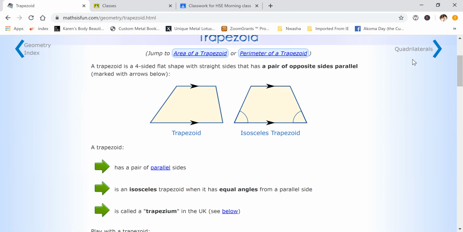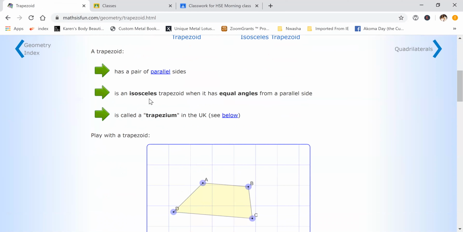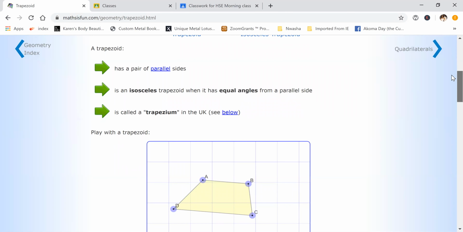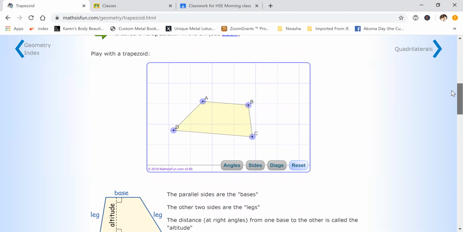So it's saying a trapezoid has a pair of parallel sides, which is the two bases. An isosceles trapezoid is one that has equal angles from a parallel side. And trapezium is a word that is used in the UK. So for this website, like we said, sometimes you'll see the language that is international, but normally on United States tests, it's going to say trapezoid. So you don't have to worry about learning another word.